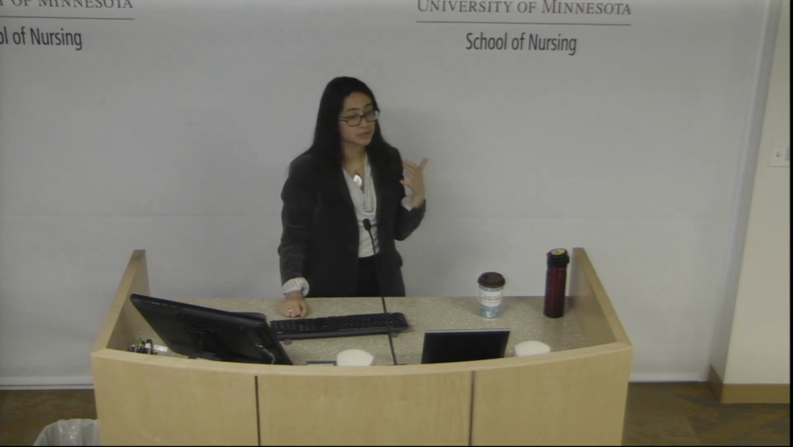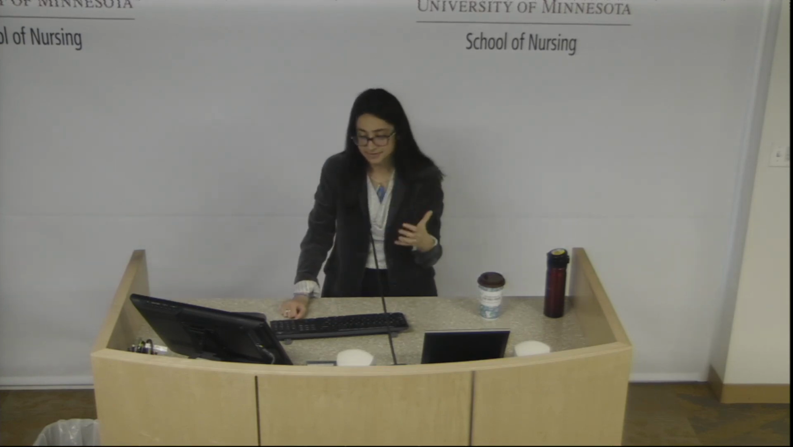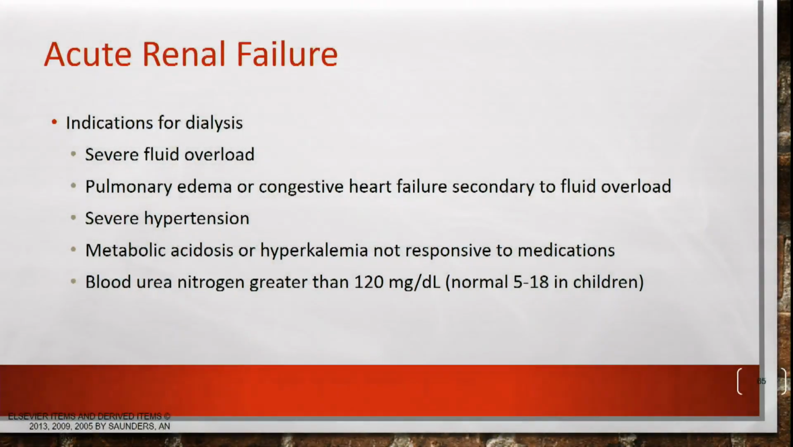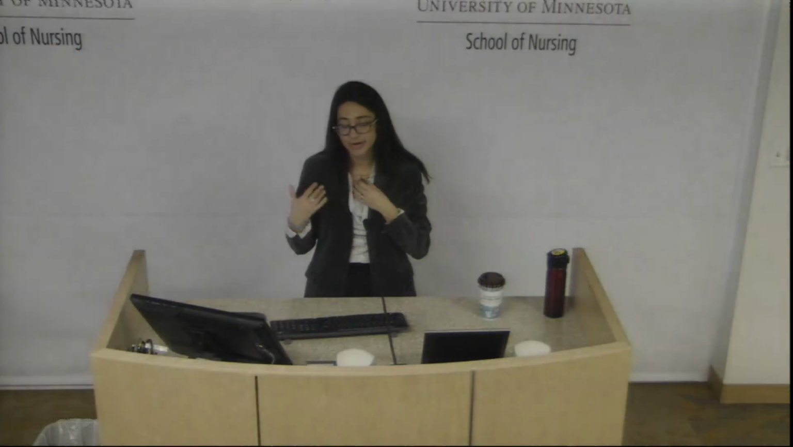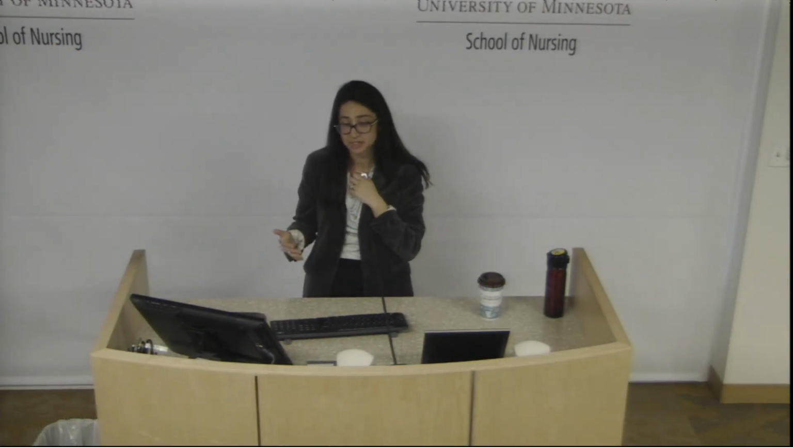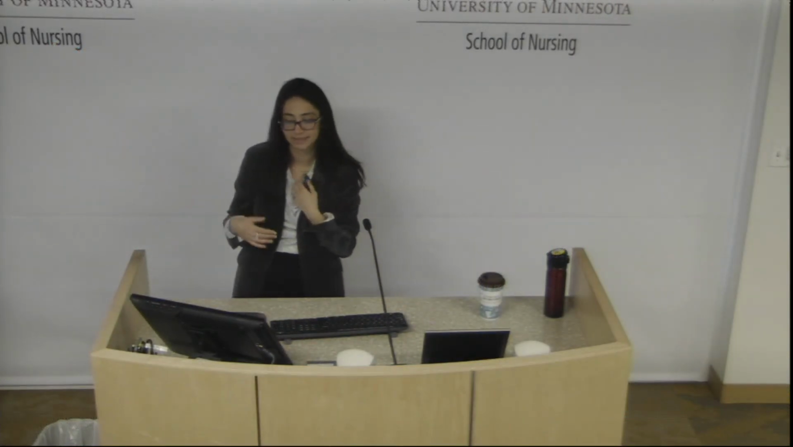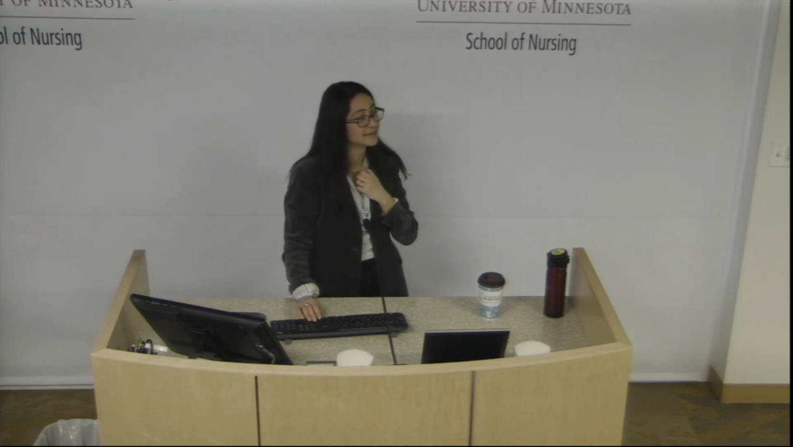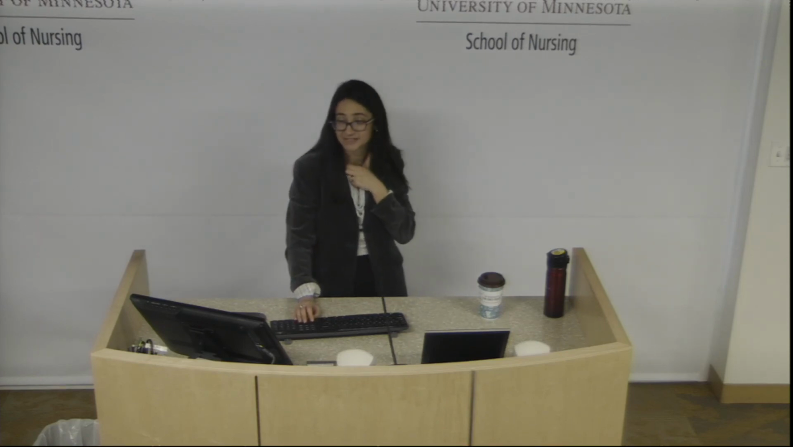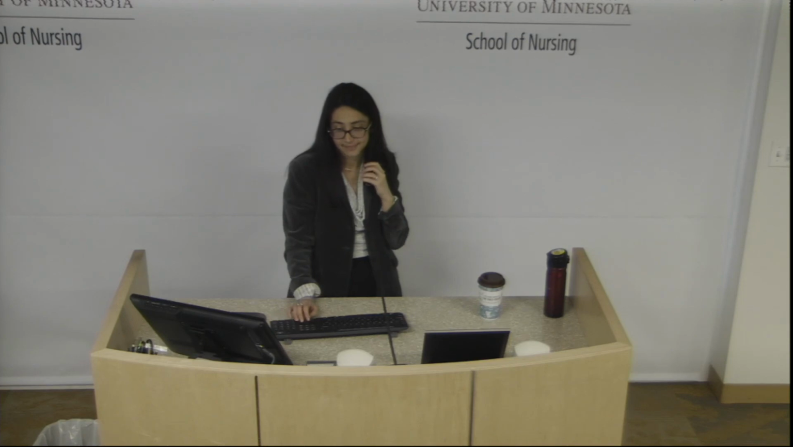Occasionally, a child will go into acute renal failure. There's lots of different reasons why this can happen. The way that it might present is with fluid overload because the kidneys are not able to do what they need to do. That can include fluid overload in the lungs and heart failure as well. It can include high blood pressure, and they can have metabolic derangements like metabolic acidosis and hyperkalemia as well. The BUN is oftentimes greater than 120, and that can affect mentation as well.